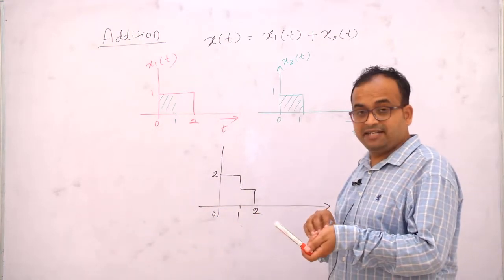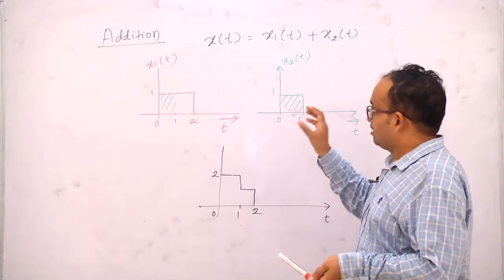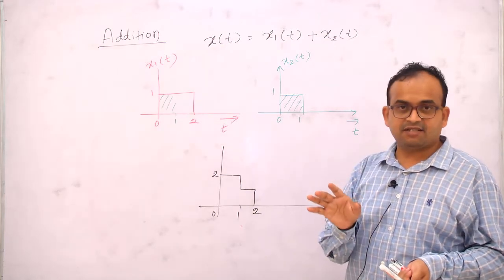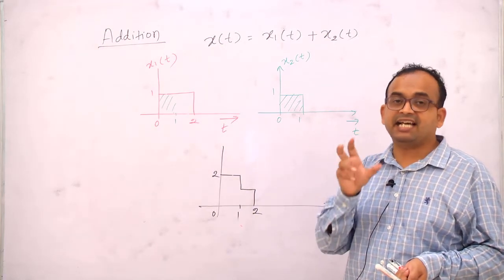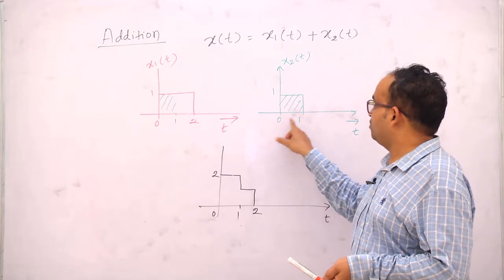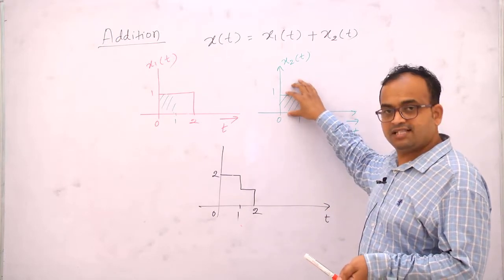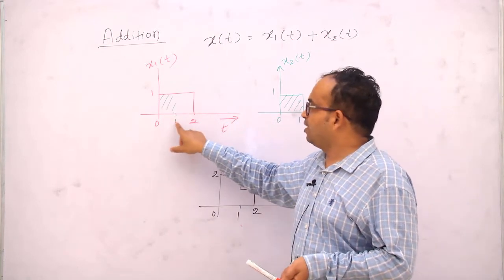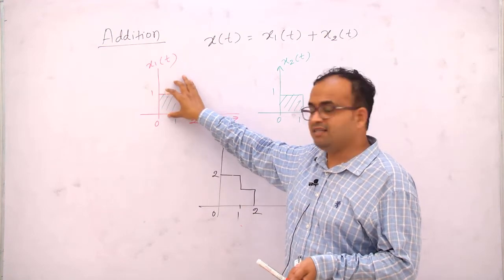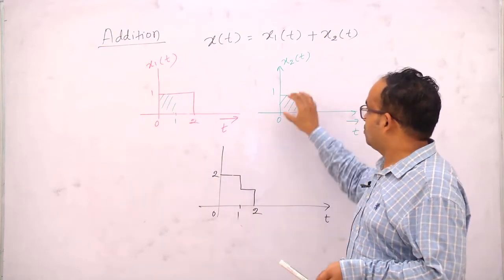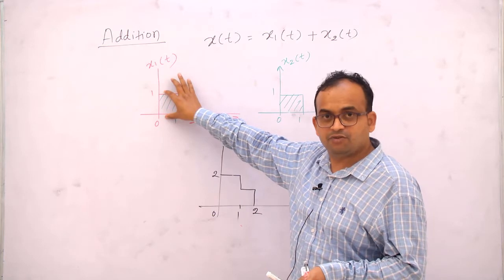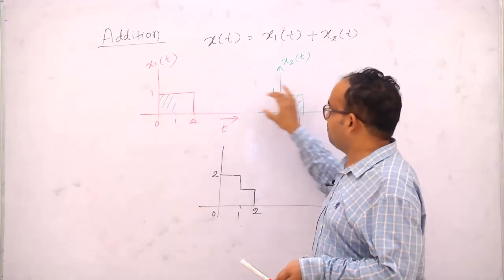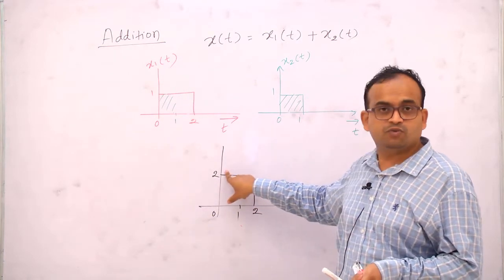Again I am repeating, try to understand. Very simple thing. We have to see the time instant. This is the most important thing, that time instant. So between 0 to 1, the amplitude was 1, and between 0 to 1, the amplitude was 1. So between 0 to 1, 1 plus 1 amplitude. We are adding the amplitude. So 1 plus 1, it is coming here 2, right?